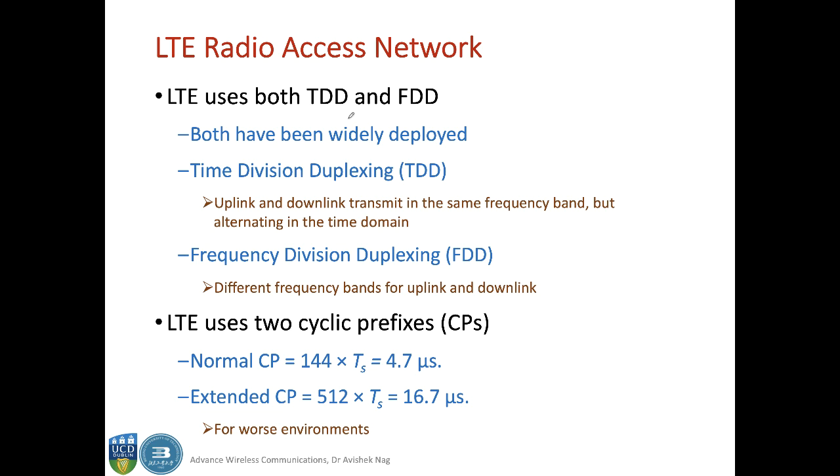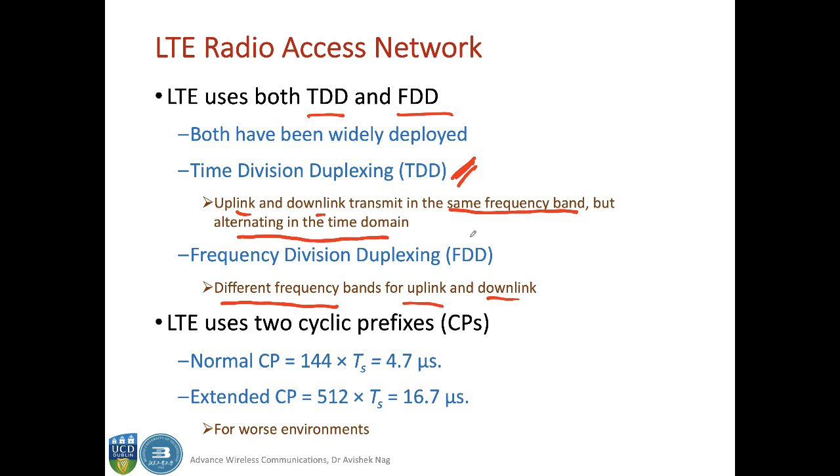LTE uses both TDD and FDD. TDD means time division duplexing, and FDD means frequency division duplexing. Both have been widely employed. In case of TDD, the uplink and downlink transmit in the same frequency band but in alternating time slots, or alternating in the time domain. I will soon show you a picture to emphasize these concepts. And frequency division duplexing uses different frequency bands for uplink and downlink.